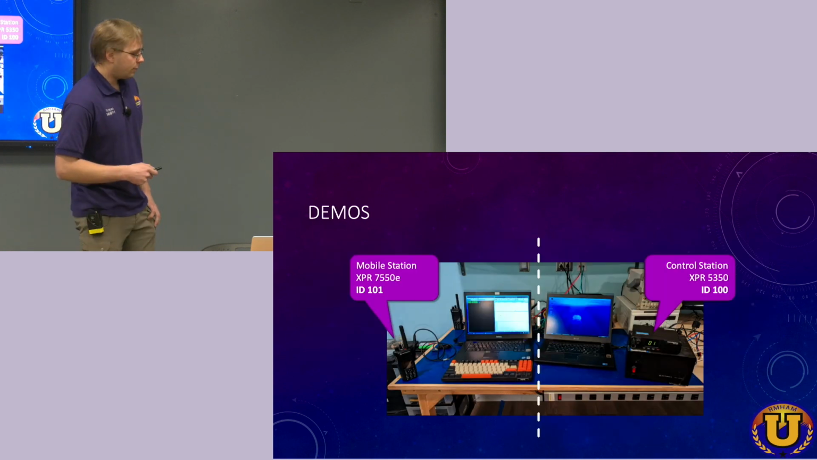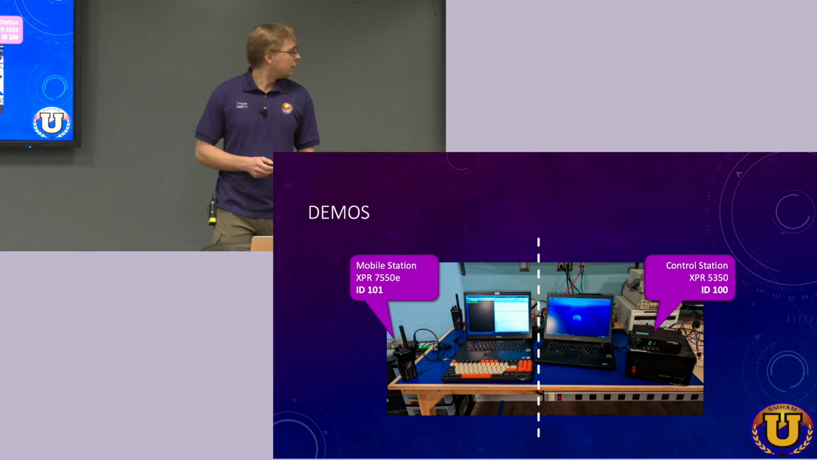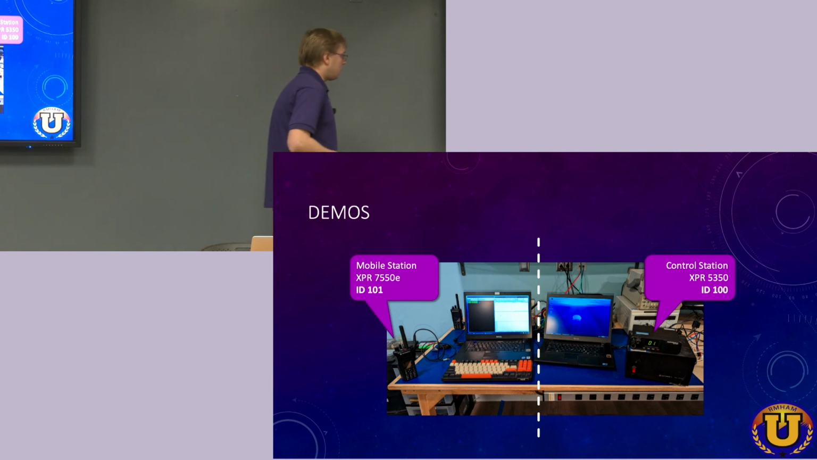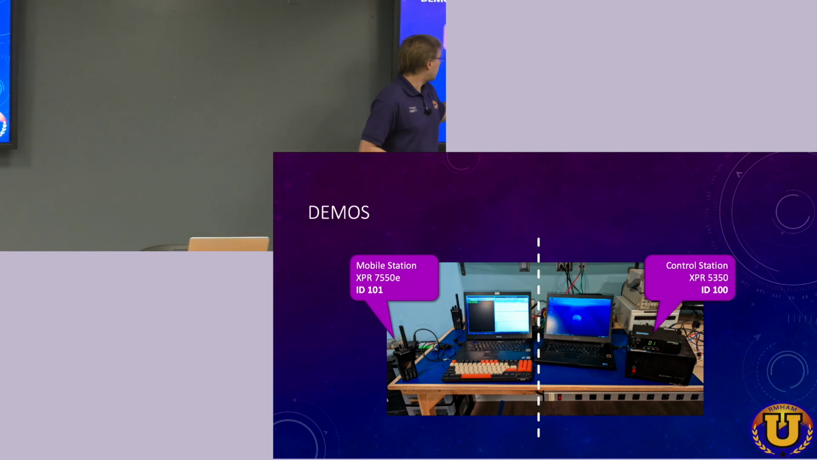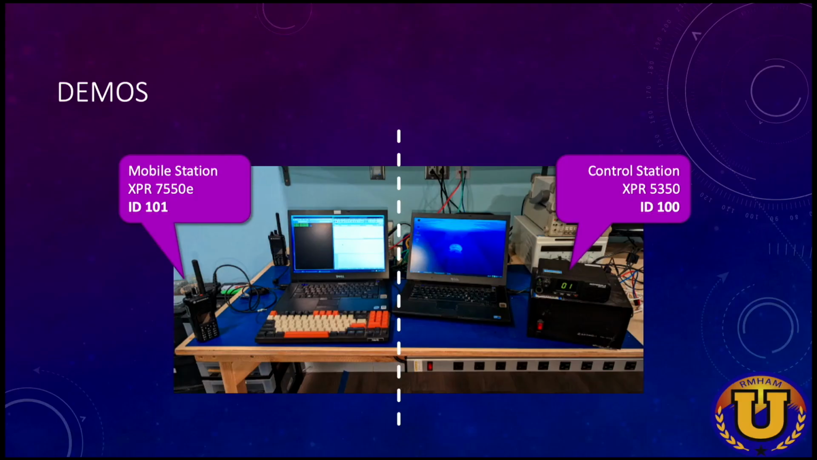All right, so this is going to bring us to the first of a couple of pre-recorded demos that I have prepared. So what we're going to see in this example is, on one side we have the mobile station, which is a laptop connected to an XPR 7550E over USB. And then on the other side, another UHF DMR radio. This time it's a mobile unit, also attached via USB to this laptop.